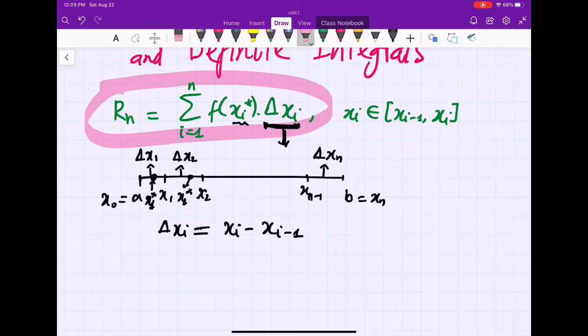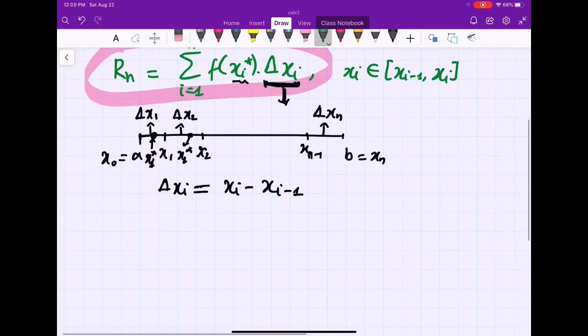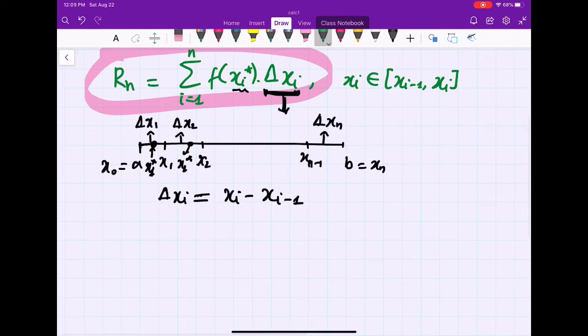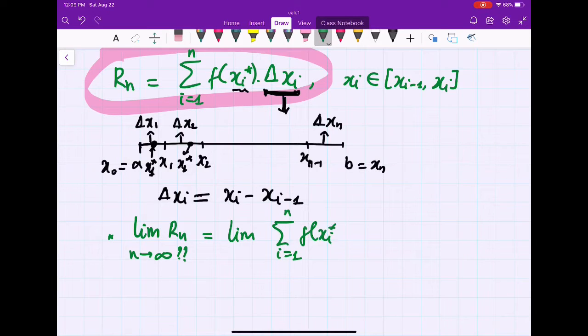Then, as we have seen in the last video, we need to consider the limit. Now you consider the limit of Rn. But the limit of what? When n approaches infinity, is it enough or not? Look at this: the limit of the sum from i equals 1 to n of f of xi star delta xi. I just wonder, is it enough or not?